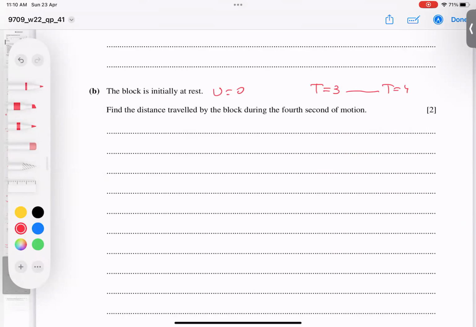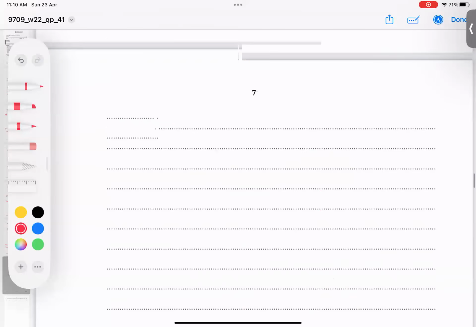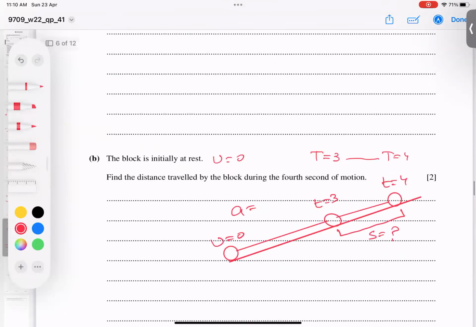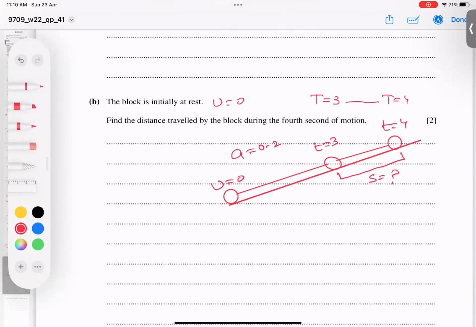So what is the planning here, students? Let me show you the diagram. The particle starts from here. First it may reach here, and then it reaches here. Here the time is 3 seconds, here the time is 4 seconds. So this distance is my question mark. Here the starting speed is zero and the acceleration is given throughout, 0.2 meters per second square. And we are looking for that.